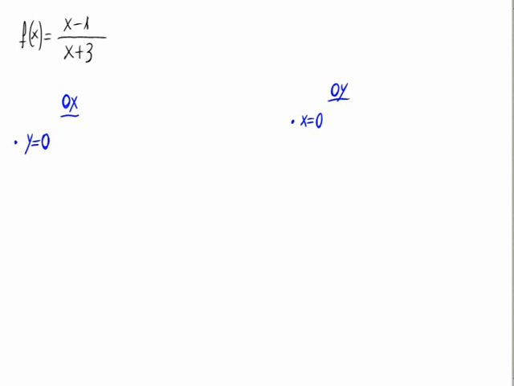So, as we know, y is the same as f of x. So, what we have to do is set f of x, or y, equal to 0 in the function x minus 1 divided by x plus 3. And the fraction is equal 0 when the numerator is equal 0. So, from here we have x minus 1 equals 0 and x is equal 1.